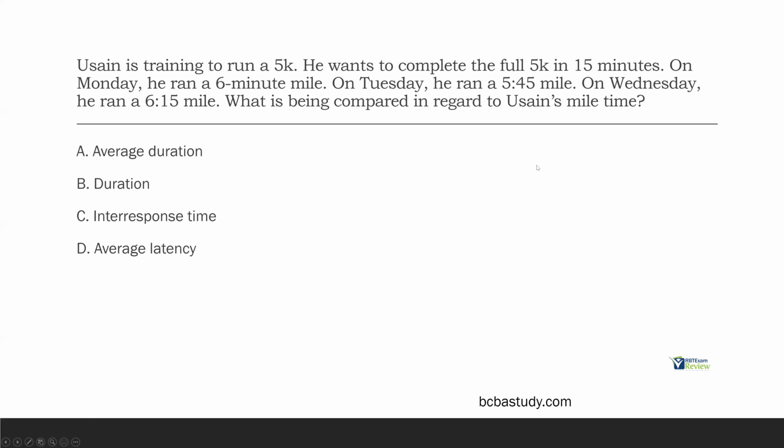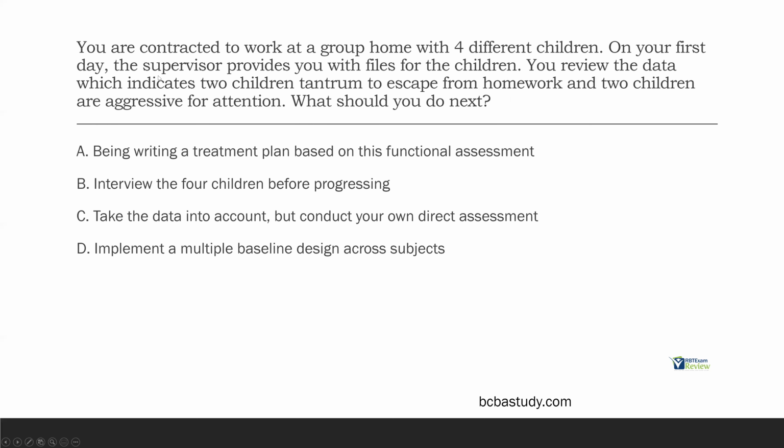So what is being compared in regard to Usain's mile time? B, duration. You are contracted to work at a group home with 4 different children.